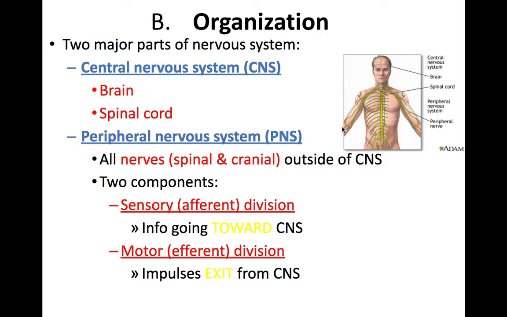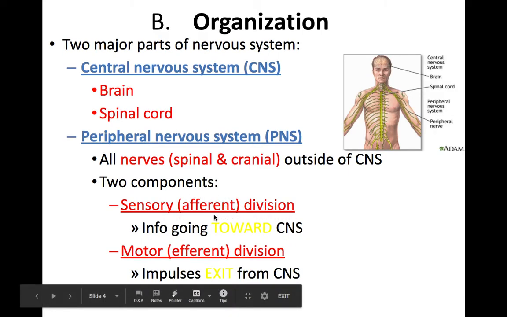So they're going to either bring sensory information up to your brain, which means that they make up what we call the sensory or afferent division, or they're going to send information from your brain out to all of the muscles or glands in your body, and those make up what we call the motor or efferent division. These are obviously vocabulary words, where the word afferent means information is going towards the central nervous system, and efferent means that impulses are going away from or exiting the central nervous system.